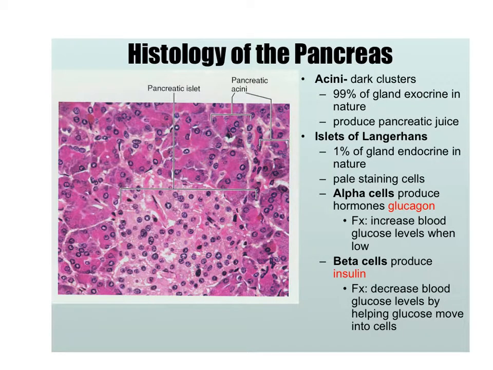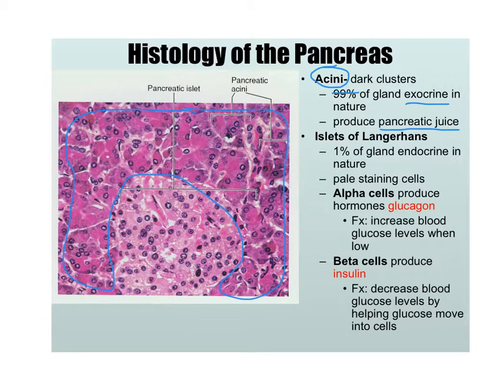And now the histology of the pancreas, or the tissues and cells that make up the pancreas. First is called the acini, or dark clusters, and that is all of this stuff out in here. That is the part of the pancreas which is exocrine. You should know that it makes up by far the majority of the pancreas. This is the part which is releasing its pancreatic juice into the duodenum of the small intestine, which helps in digestion.